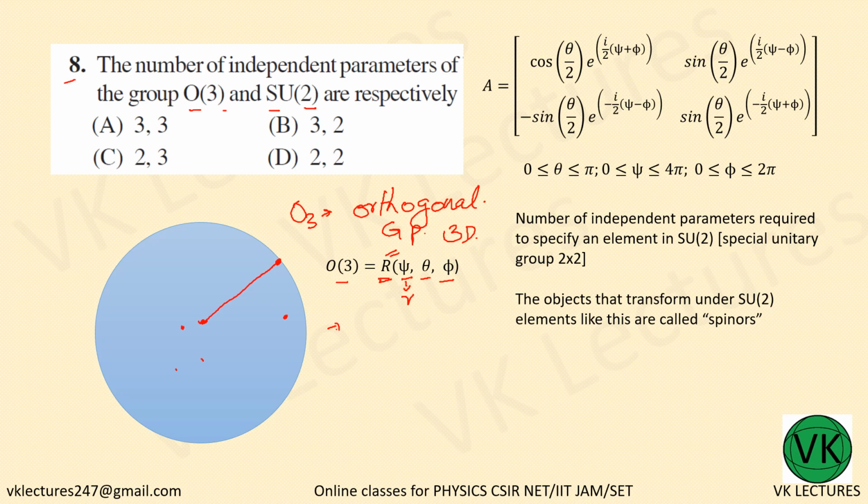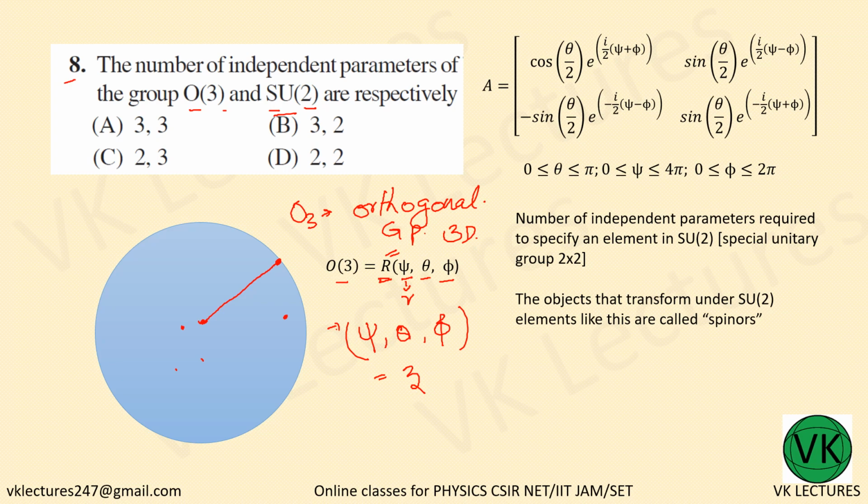Then what are the variables? The variables are psi, theta and phi. So how many? 3 independent parameters. Now what is SU of 2? Now this is special unitary group of 2 by 2 matrix, okay.